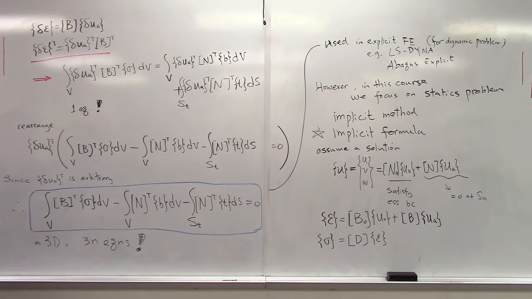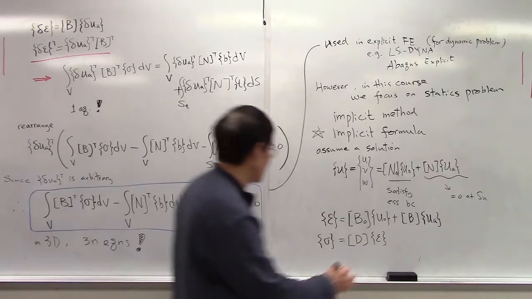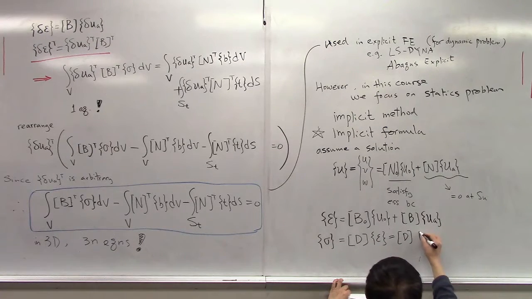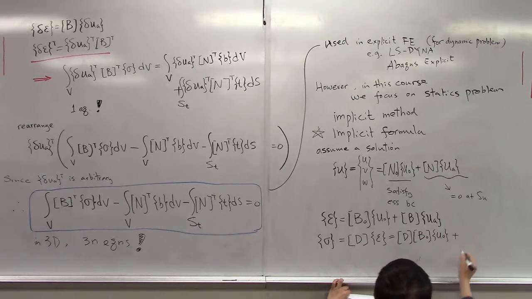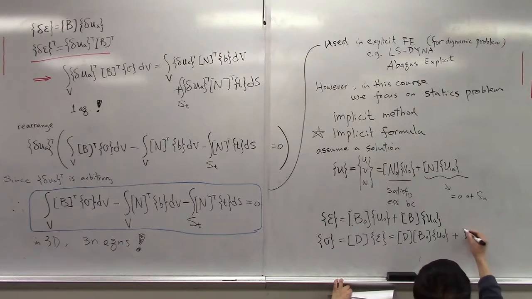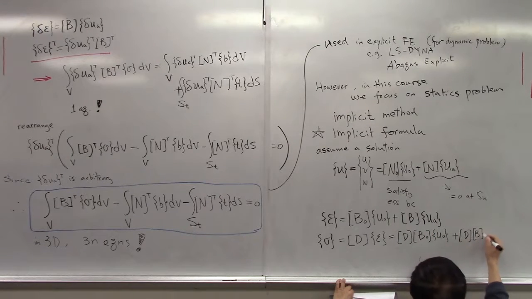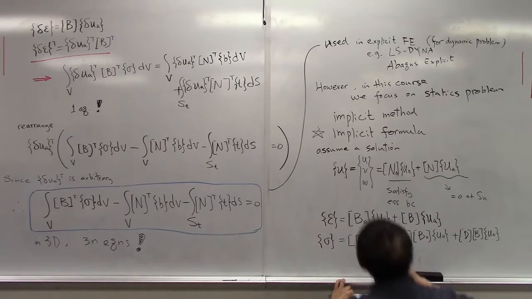All right. With that, we can say sigma is equal to that. So we have a D matrix times this: the B0 matrix times U0 plus a D matrix times this term B times UA, which is the nodal displacement. Okay?